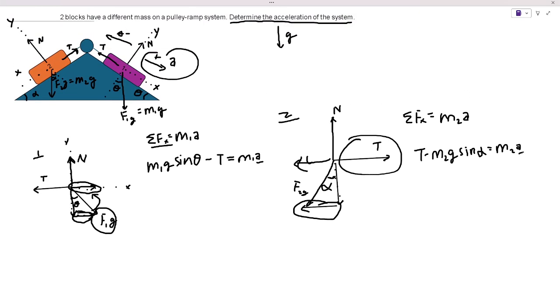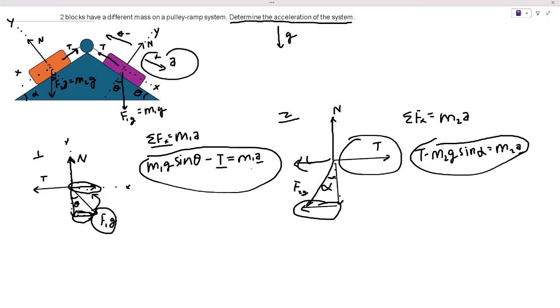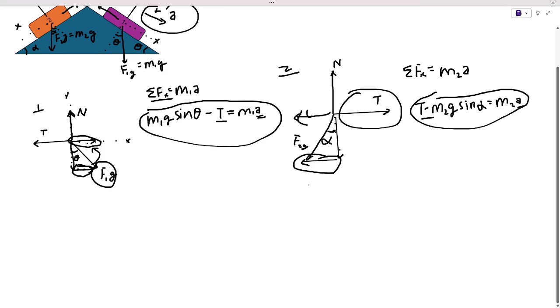So, we have two equations, two unknowns. Tension's unknown, acceleration's unknown. Therefore, we can put these equations together. And there's many different ways to do that. You can do substitution, elimination. I'm going to go ahead and do substitution because it's a lot simpler to understand. So I'm going to solve for T over here with this first equation. All I'm going to do is subtract this over here and add T to the other side. So I'm going to end up getting T equals m1g sine theta minus m1a.